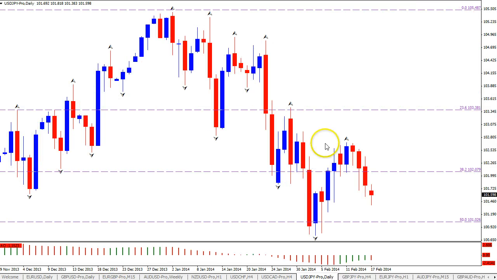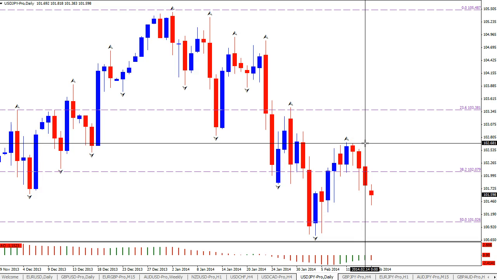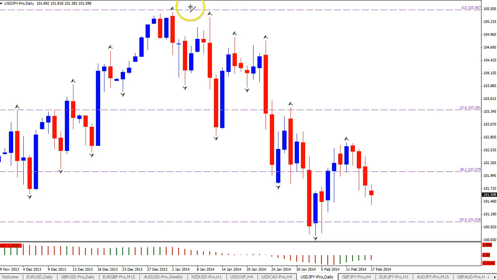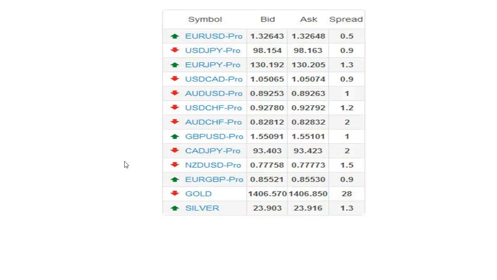One level to keep an eye on is on the daily chart, the top. The top here at 102.70. If the top gets broken, there's a bigger chance for the price to indeed move up to those targets that we've mentioned so far. So that would be a good indication. That summarizes the outlook and video of today.